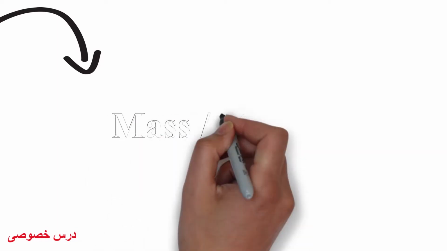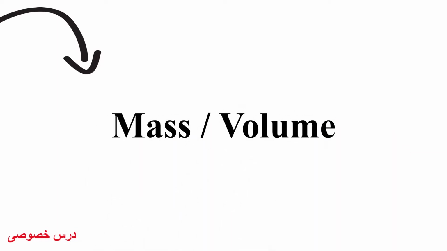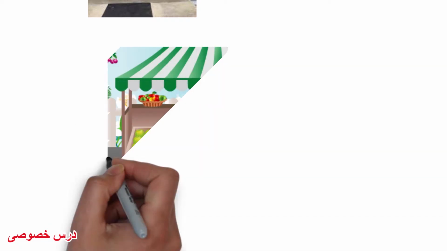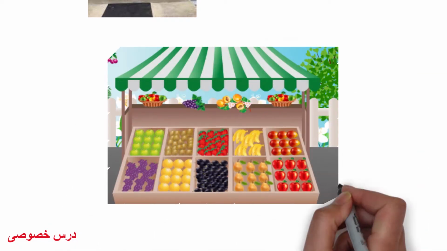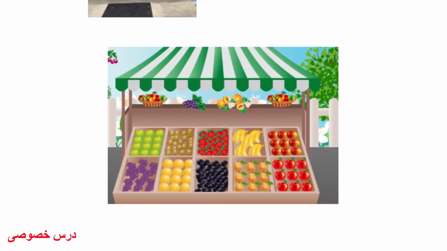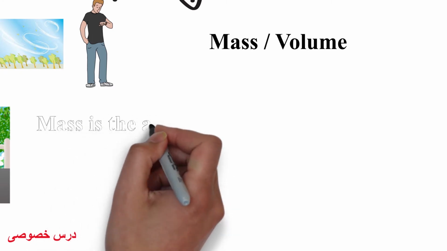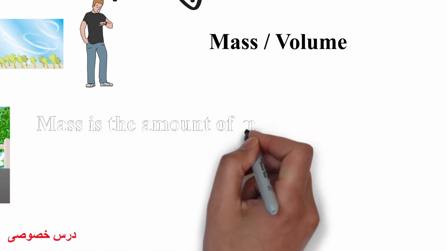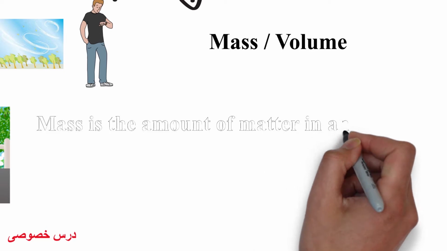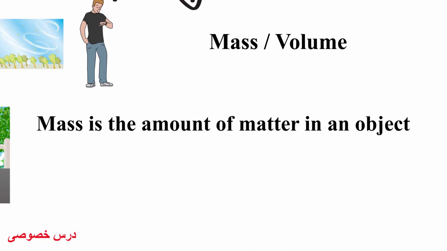Mass, volume, what does it mean? If you want to buy some fruits, you will say, I want 2 kilos of apples or 1 kilo of bananas. So 1 kilo, 2 kilos, it is the mass of this object. So mass is the amount of matter in an object.